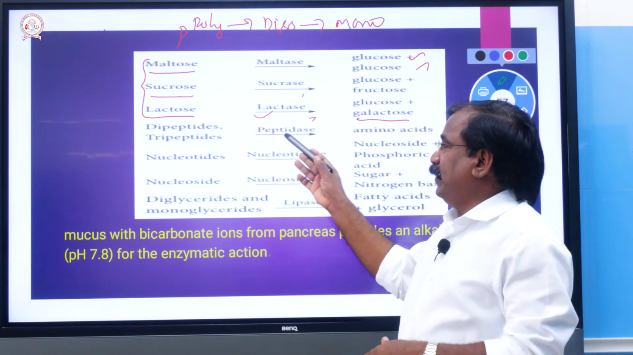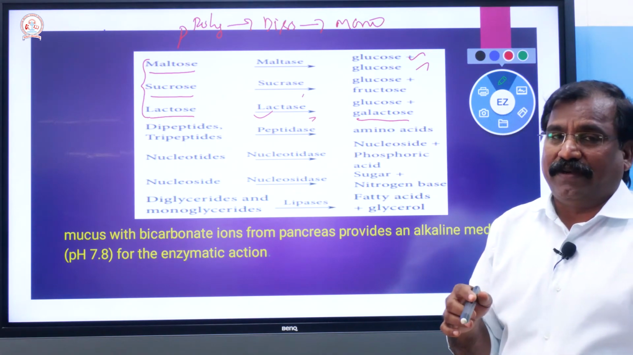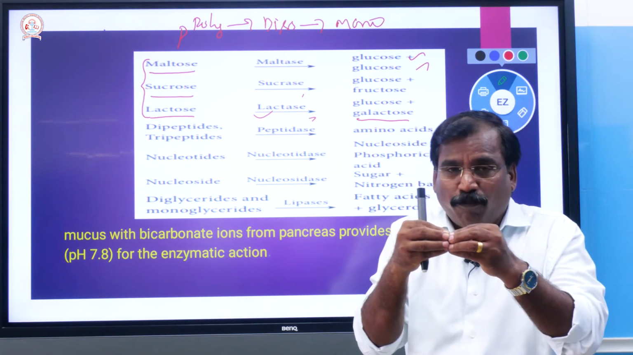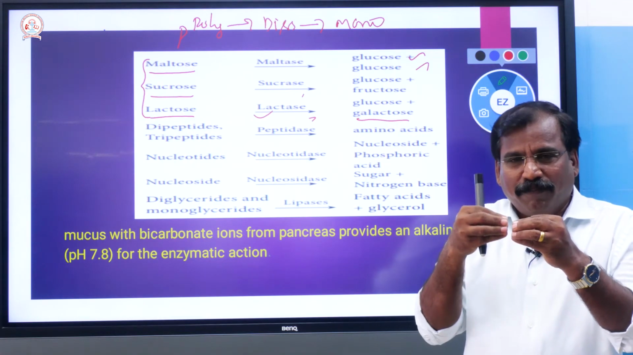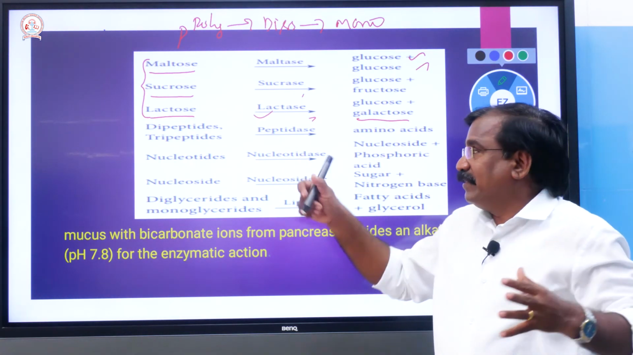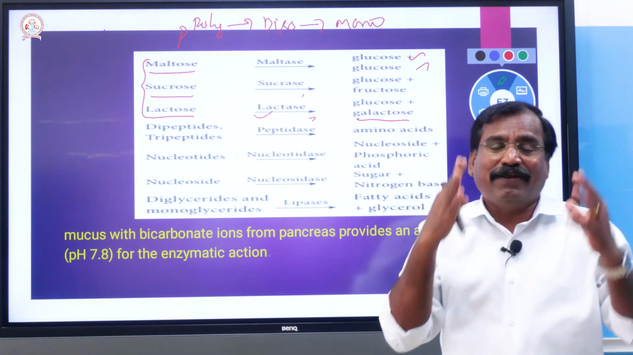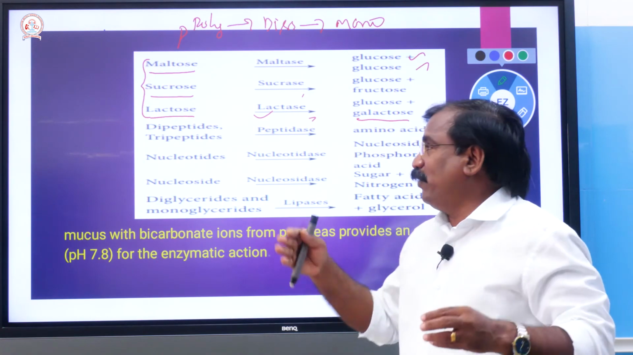And next is peptidase, which acts upon the protein. I said already that the peptide bonds connect the amino acids in a polypeptide. The peptidase breaks that peptide bond and converts the protein into amino acids.